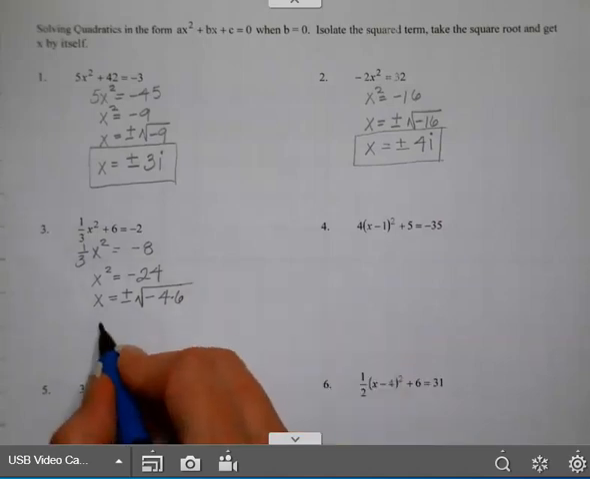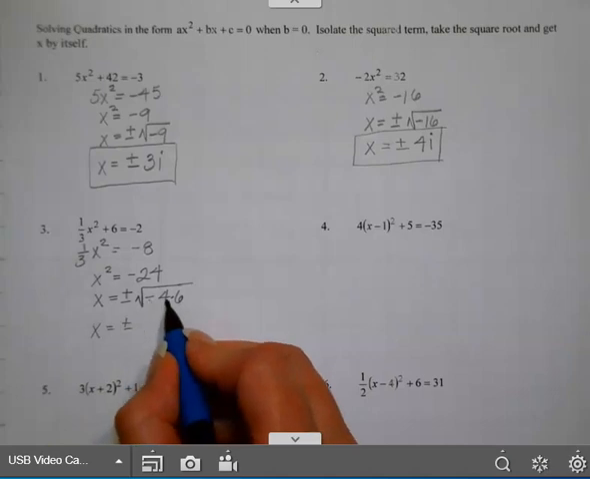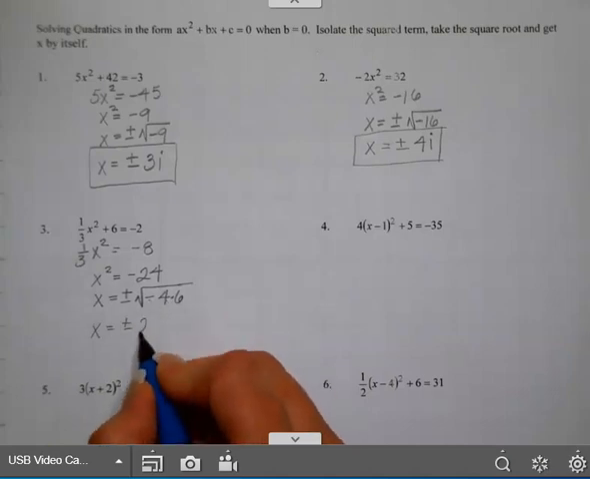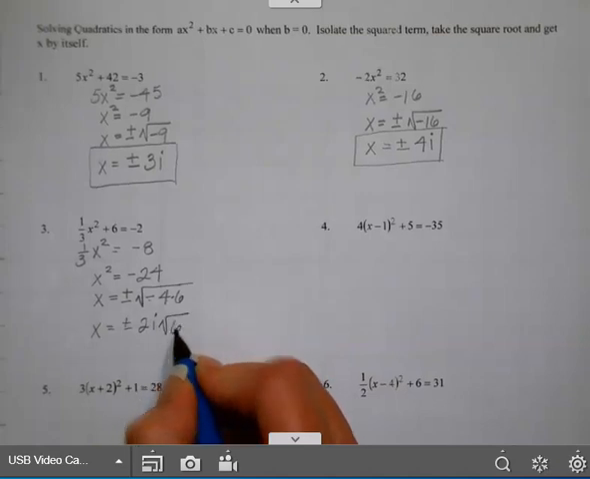And then I'm going to pull out square root of the negative 4. So square root of the 4 is 2. Square root of the negative is i. And then you're left with the 6 inside.